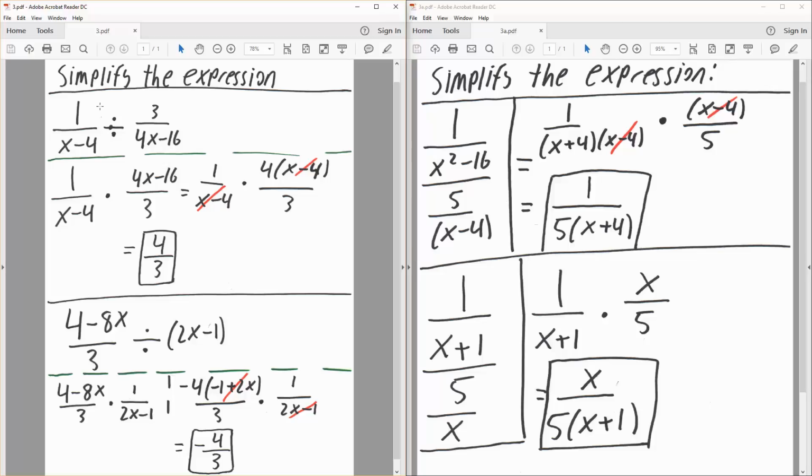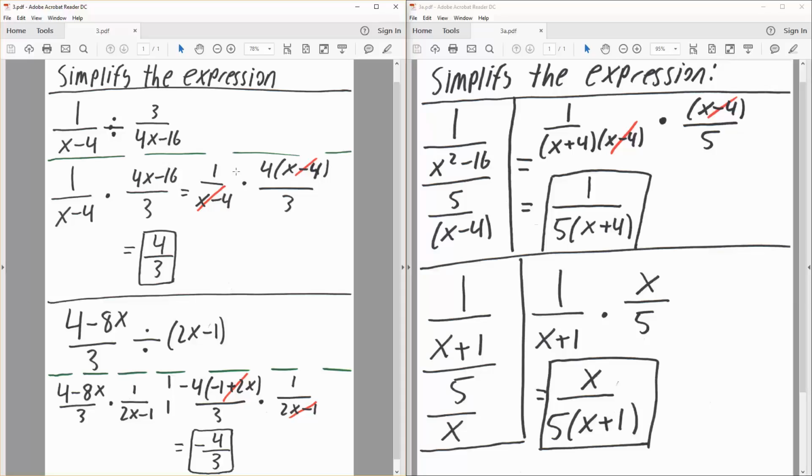16. Instead of having this division sign, we could do a multiplication sign as long as we flip this. So instead of 3 divided by 4x minus 16, we could say times 4x minus 16 divided by 3. We're essentially flipping this part right here.